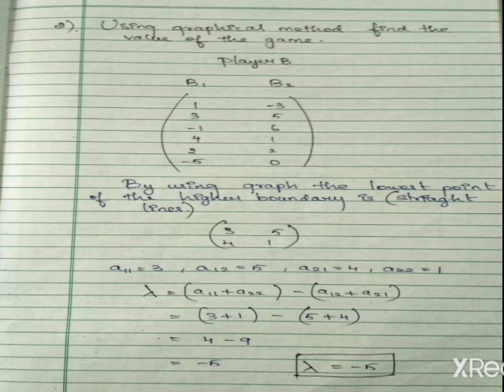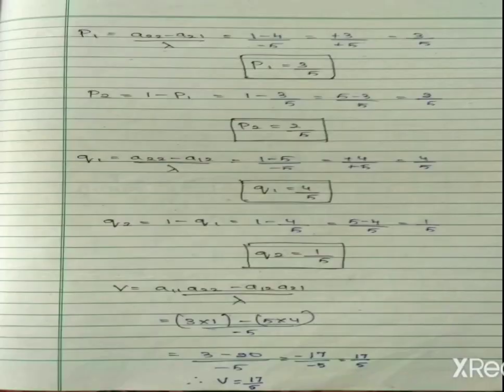So A11 value is 3, A12 is 5, A21 is 4, A22 is 1. So we have to find out lambda, that is 3 plus 1 minus of 5 plus 4. So 4 minus 9, that is equal to minus 5. So lambda value will be minus 5. So next we have to come with P1. P1 is equal to A22 minus A21 divided by lambda, that is 1 minus 4 divided by minus 5. So minus 3 by minus 5, that is equal to 3 by 5. So P1 is 3 by 5.